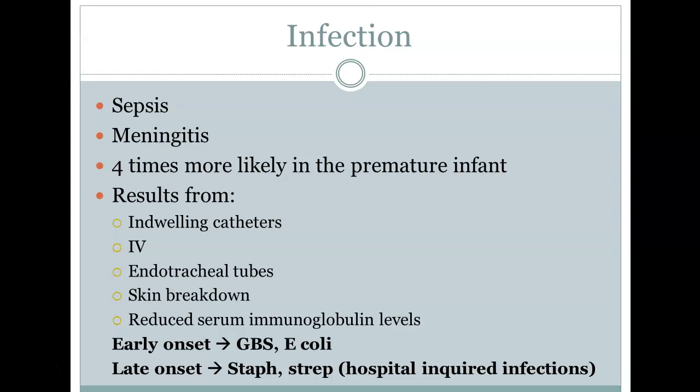If it's an early onset infection, it's usually caused by GBS from the mom or E. coli. And in the late onset, it's usually caused by staph or strep, which are typically hospital-acquired infections due to all the invasive procedures we're doing with them, like catheters and IVs and tubes.